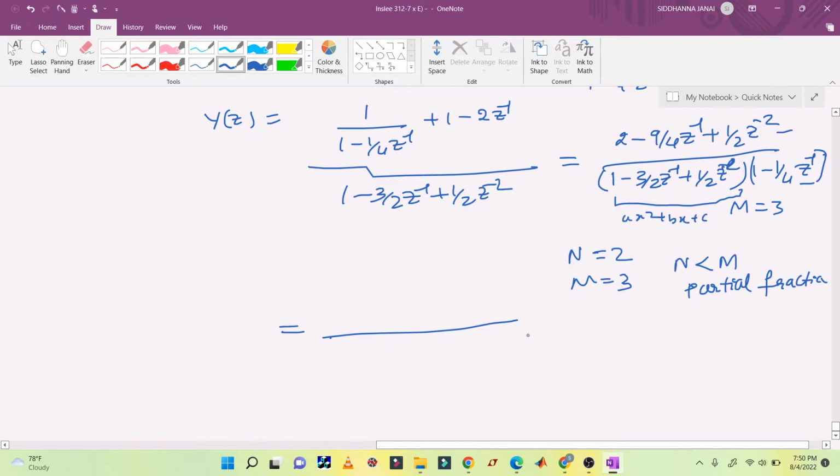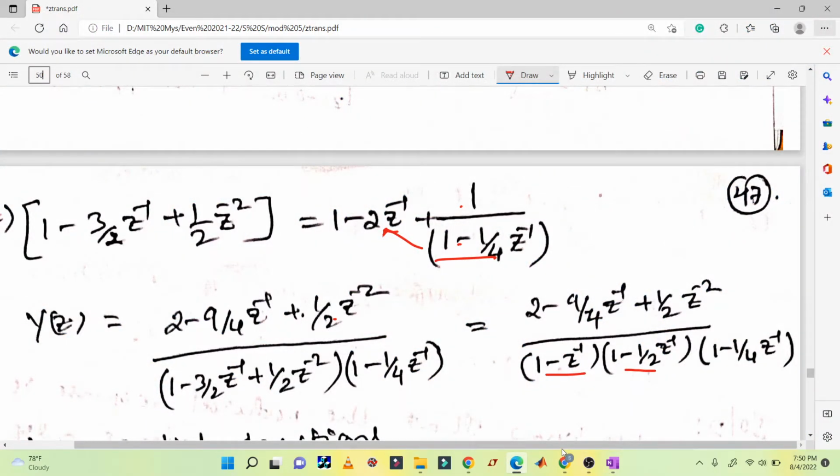Okay, so 1 minus z inverse, 1 minus 1 by 2 z inverse, 1 minus 1 by 4 z inverse. These are the roots we have. Okay, this is y of z. I hope you have understood till here, because after this part you know how to solve it using the partial fractions directly.